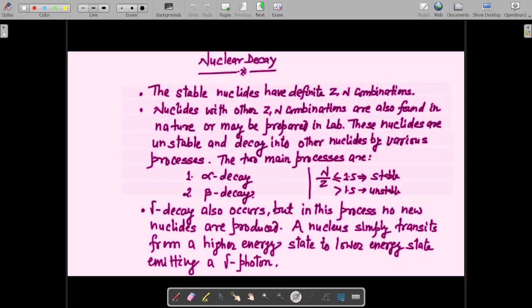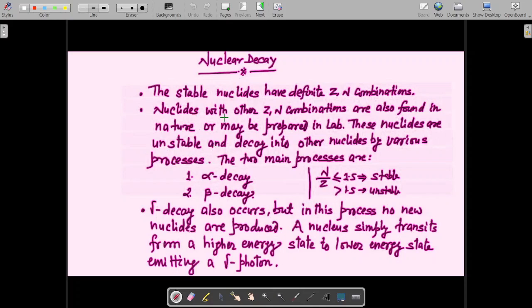The stable nuclides have definite Z and N combinations. Now, what does it mean by stable nuclides? Stable nuclides are those nuclides which do not undergo any type of decay. They do not undergo alpha decay, they do not undergo beta decay, they do not undergo gamma decay. Such nuclides are stable nuclides.